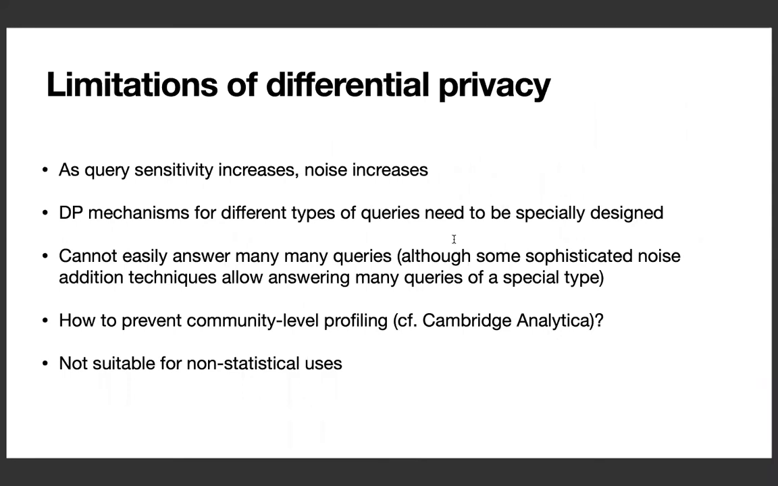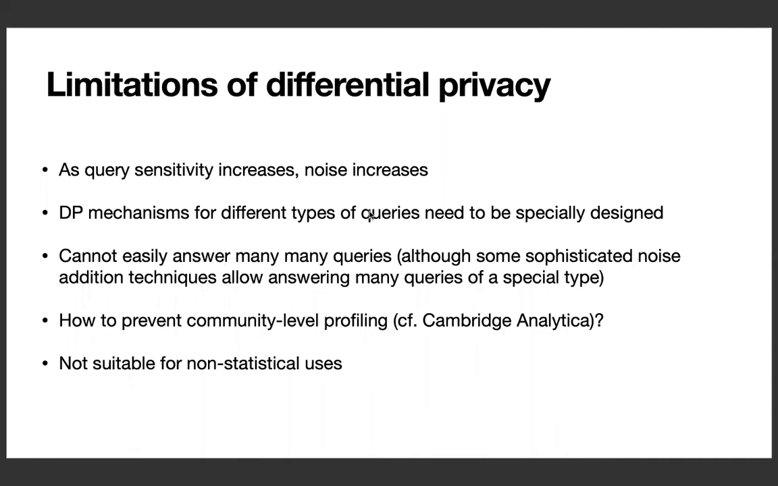And perhaps you can already see some problems with differential privacy. First of all, as your query sensitivity increases, meaning if you ask a query which depends very much on a single row's data, then in order to protect the privacy of that individual, you have to add a lot of noise. So as query sensitivity increases, your noise increases. And this is also why differential privacy can never be used for any non-statistical databases. So something like financial transactions, right? Or simple OLTP transactions, which are not statistical, where you are not doing analytics, they are not doable with differential privacy, right?